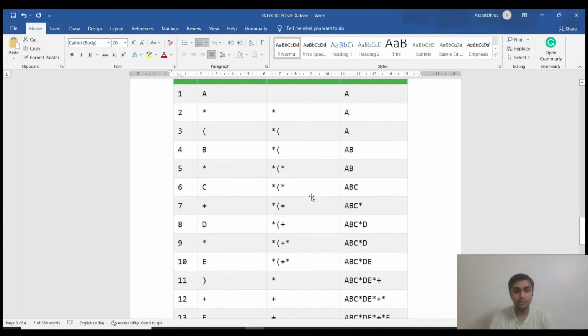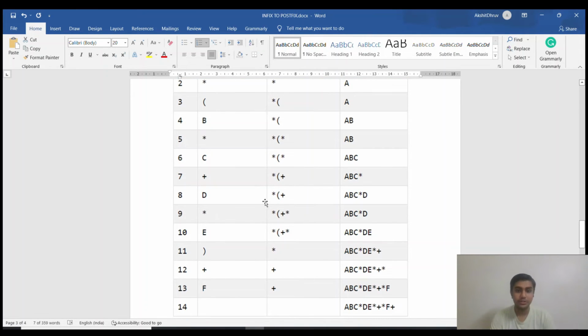Now the plus comes. It will check here, not here. Plus has lower precedence than multiplication, and lower precedence cannot stand in front of higher precedence. So the star will be popped and written over here, and we will push the incoming one, because there are no operators in front of this. Now the operand D comes, we will paste it over here again.